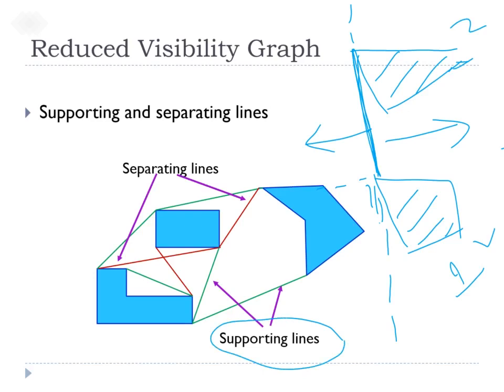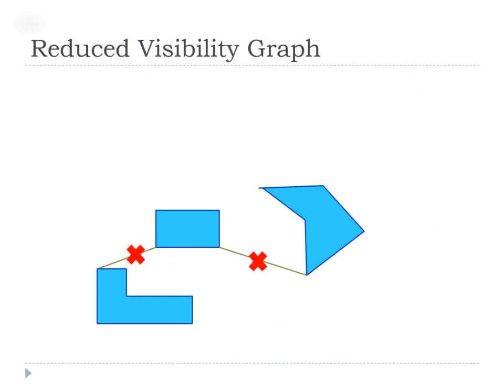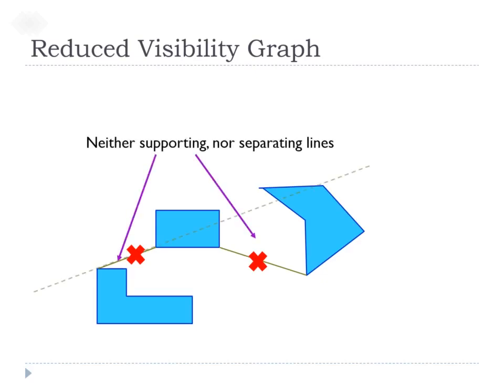So reduced visibility graphs consist of only those lines which are supporting lines or separating lines. You can see that the two examples shown here are neither supporting lines nor separating lines, because when we extend them, they are cutting the obstacles. That means they are not dividing the obstacles into two regions. They are actually going through the obstacles. So they are not supporting or separating lines. These lines are avoided in constructing reduced visibility graphs.